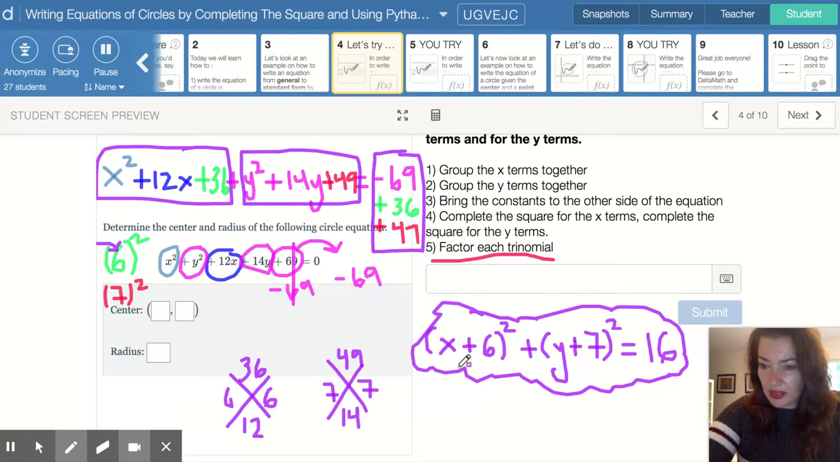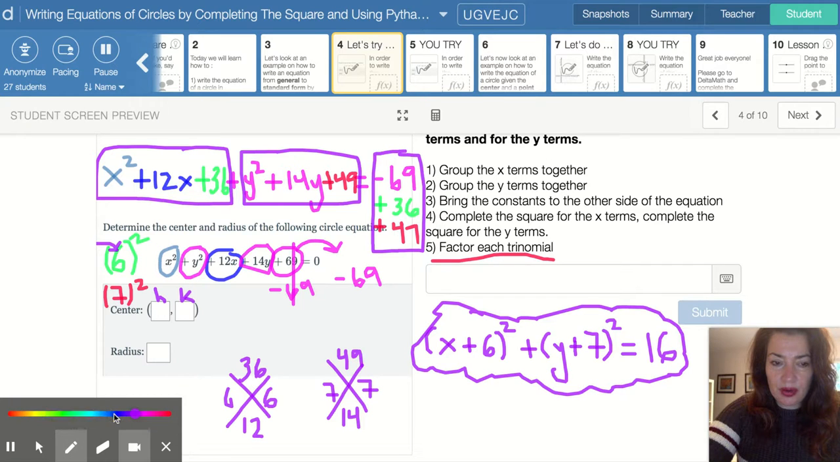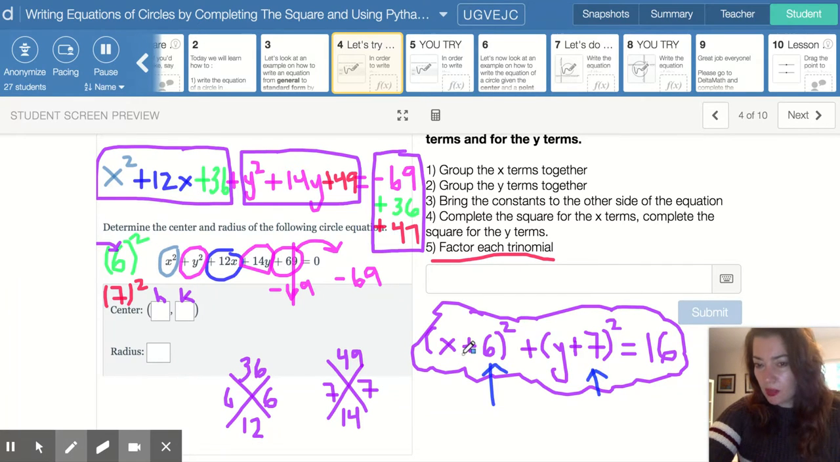Once we have it in the standard form, we can identify the center. Remember what the center is. It is our h and our k. In this case, what would be our h and our k? It's always x minus h squared. So in this case, we have that h is negative 6 and k is negative 7.